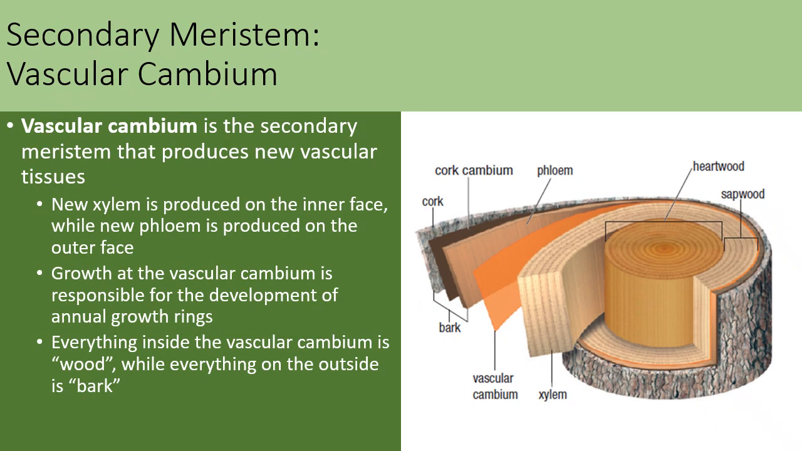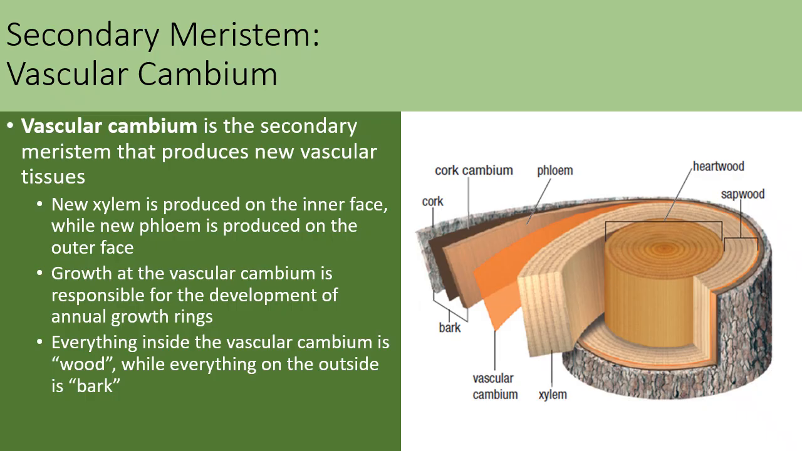They do that using their vascular cambium. Vascular cambium is a secondary meristem, so it doesn't result in stem elongation. It only results in thickening of the stem, or an increase in the girth of the stem. If you look at this diagram, there are two faces to the vascular cambium. There's an inner face and an outer face. The inner face produces new xylem, and the outer face produces new phloem tissues.